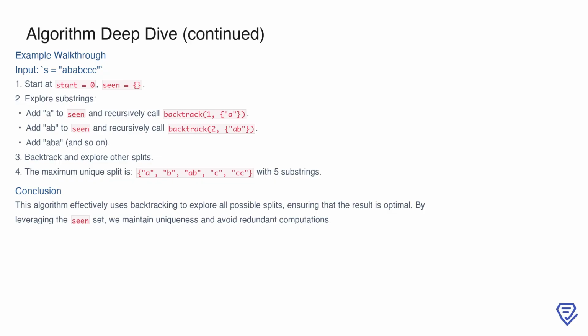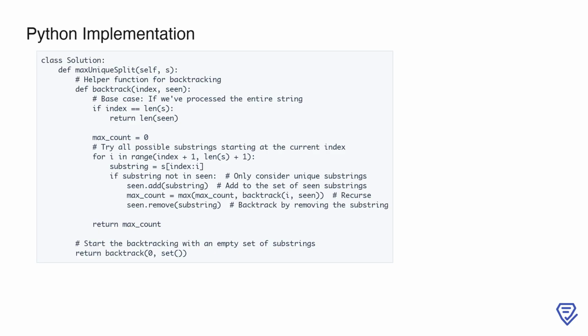Overall, the algorithm guarantees an optimal solution by leveraging the systematic exploration provided by backtracking and the efficiency of pruning. This solution uses a backtracking approach to maximize the number of unique substrings we can extract from the input string S. The key idea is to systematically try all possible ways to split the string and track the substrings we've already used. Here's how the code works.